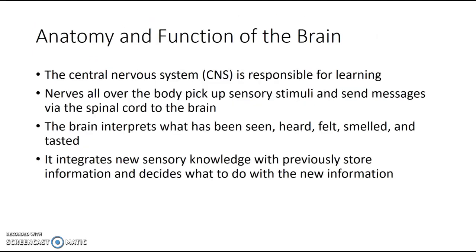Now we're going to talk about the anatomy and the function of the brain. The central nervous system, or the CNS, is responsible for learning. Nerves all over the body pick up sensory stimuli and send messages via the spinal cord to the brain. The brain interprets what has been seen, heard, felt, smelled, and tasted. It integrates new sensory knowledge with previously stored information and decides what to do with the new information.